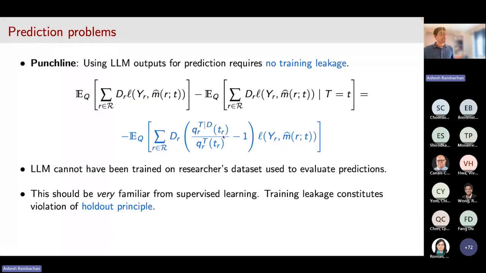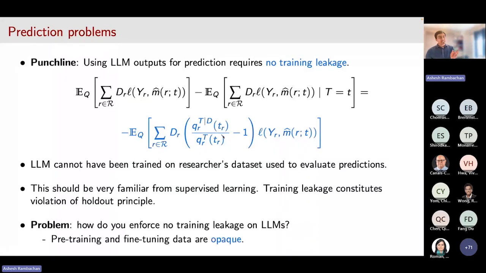That's not surprising. This should be exceedingly familiar from basic supervised learning because training leakage in large language model world constitutes a violation of the holdout principle. In supervised learning, if we were talking about lasso, random forest, or even deep neural networks, in order to evaluate predictive performance, you can't have trained on your test set. This is the same problem that is arising here. The challenge is, how exactly do you enforce no training leakage on large language models?